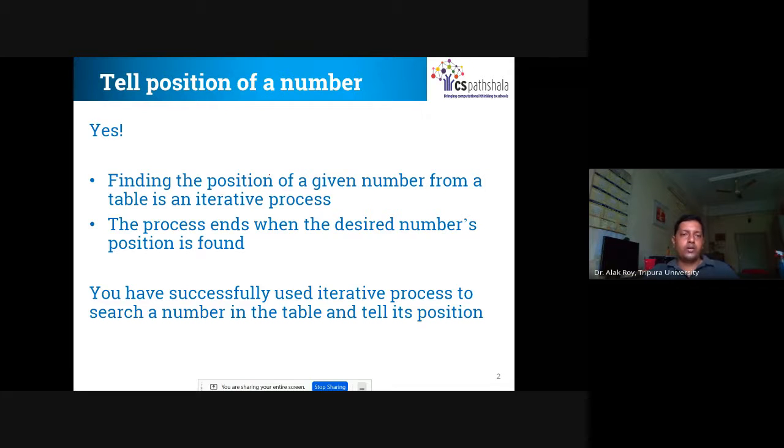So finding the position of a given number from a table is an iterative process. The process ends when the desired number position is found. So you have successfully used an iterative process to search a number in the table and tell its position.